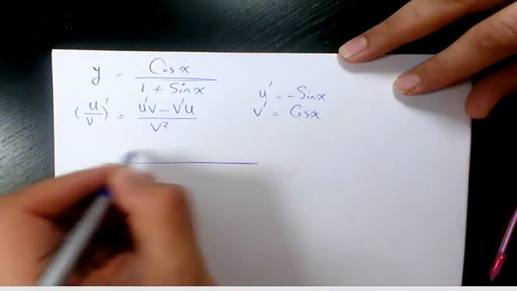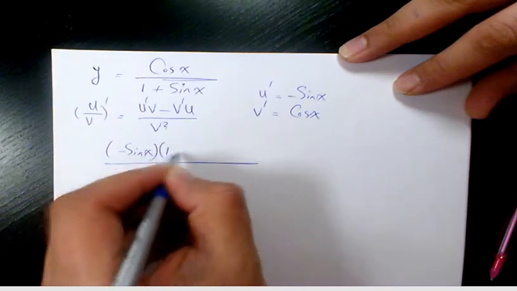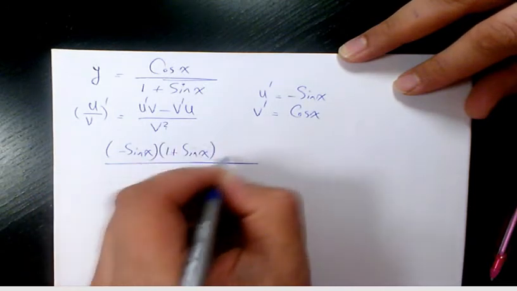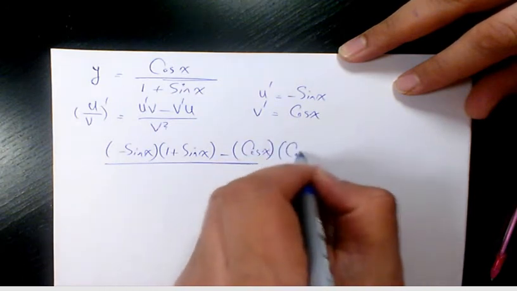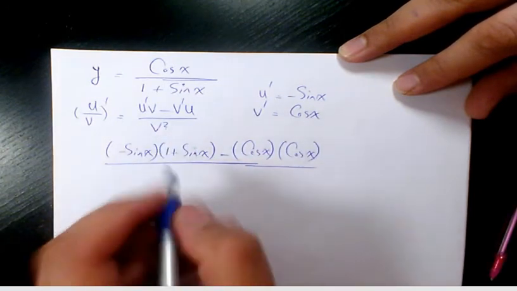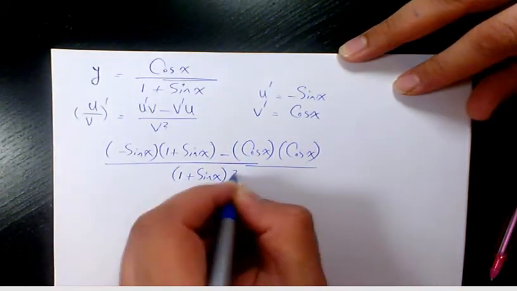So it is going to be negative sine x times v, which is 1 plus sine x, minus v prime, which is cosine x, times v, which is cosine, divided by v squared, which is (1 plus sine x) squared.